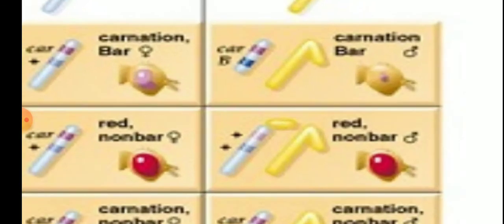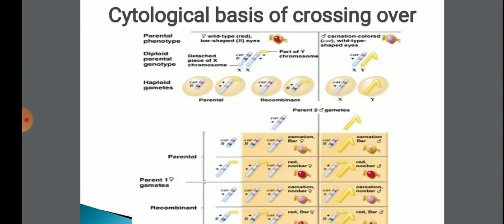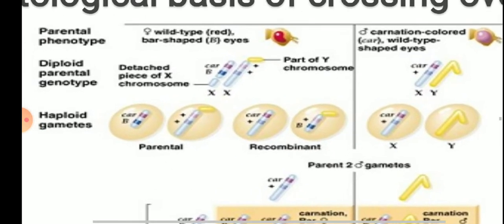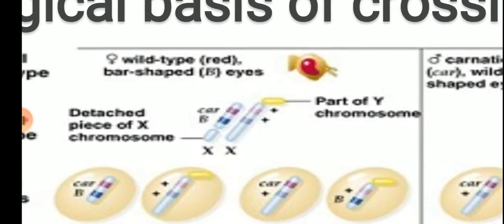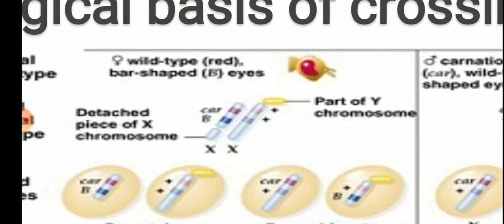Now the cytological basis of crossing over. For the cytological basis of crossing over, one experiment was conducted by C. Stern in 1931. He took a special type of female. Here you can see this female has 2 types of X chromosome. One has a dominating character and one has a recessive character.